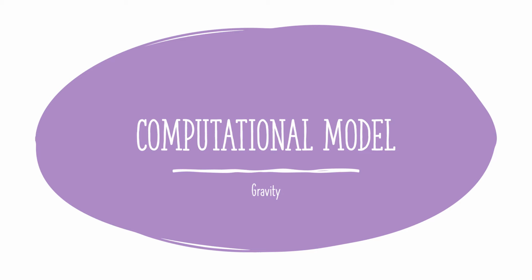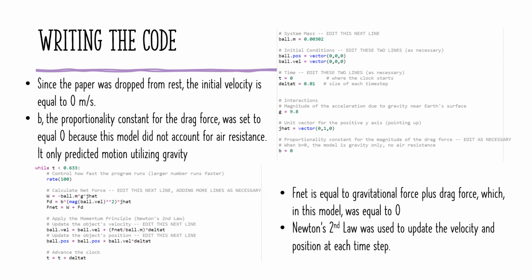Now let's analyze the computational model with just gravity. Since the paper was dropped from rest, the initial velocity and position were set to equal 0. B, the proportionality constant for the drag force, was also set to equal 0 because this model did not account for air resistance. It only predicted motion using gravity. The net force was set to equal the gravitational force plus the drag force, but since drag force was equal to 0, F net in this code was only equal to gravitational force. Newton's second law was then used to update the position and velocity at each time step.